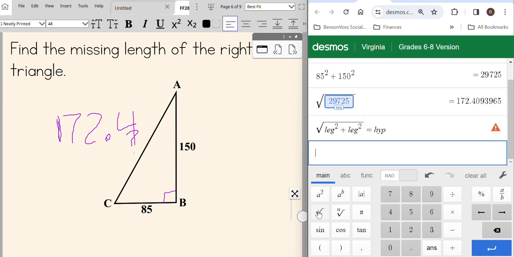All right. Or if you have a hypotenuse and a leg, you have to start with the hypotenuse squared, and then you have to subtract the other leg squared, and then that will give you the other leg. So if you have two legs, you add. If you have a hypotenuse and a leg, you subtract. Okay?